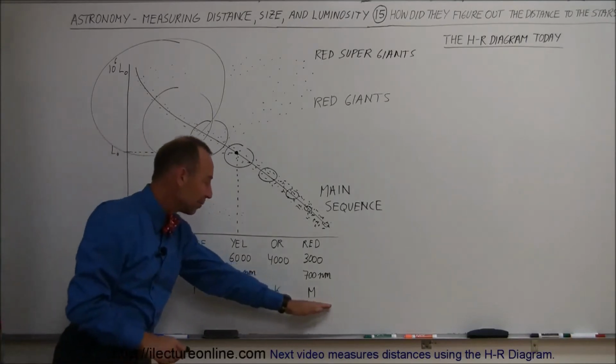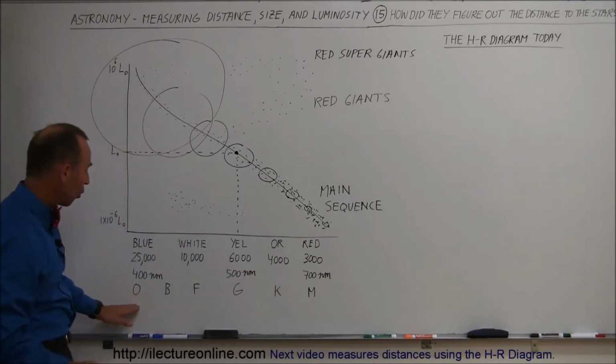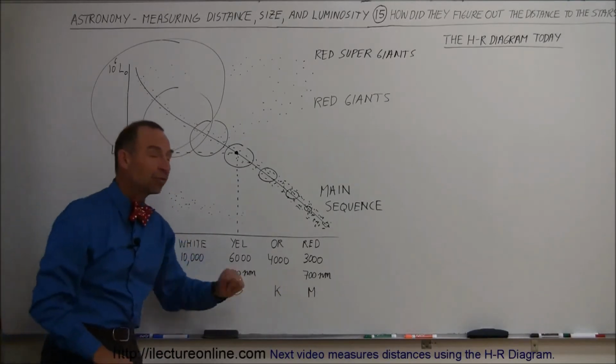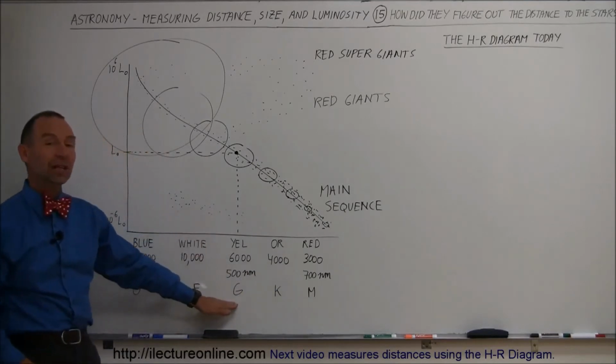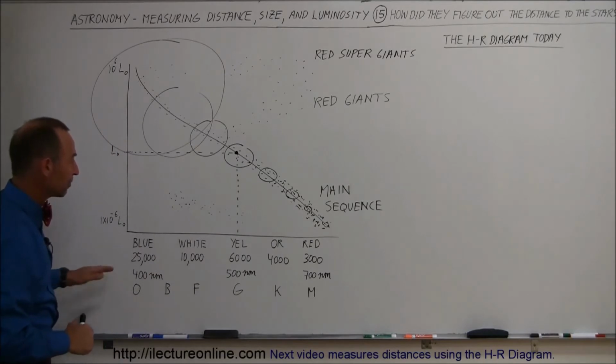Notice the letters down here. Those are called the spectral types of stars. So we classify them as O, B, A, F, G, K, and M stars. Our sun being a G class star. So that's a spectral class G.